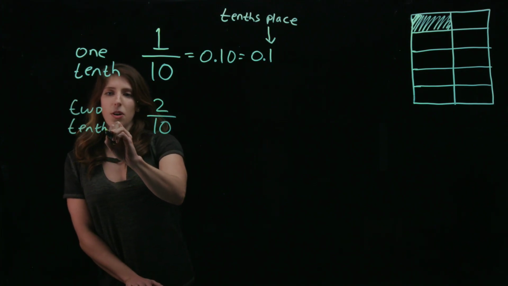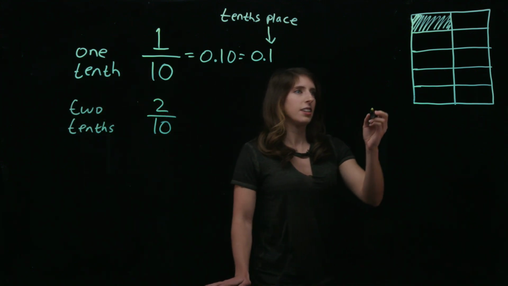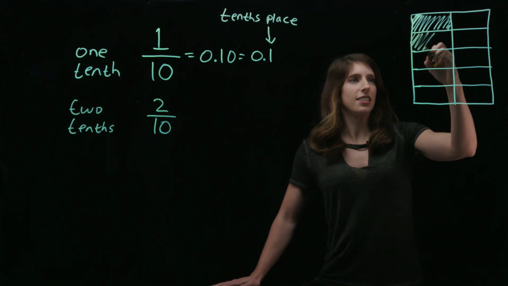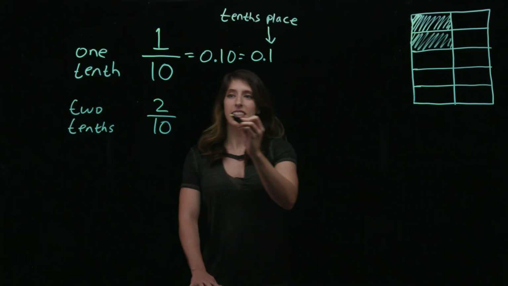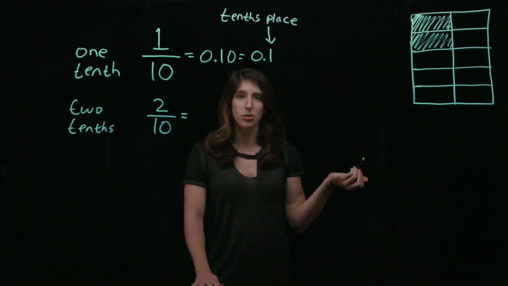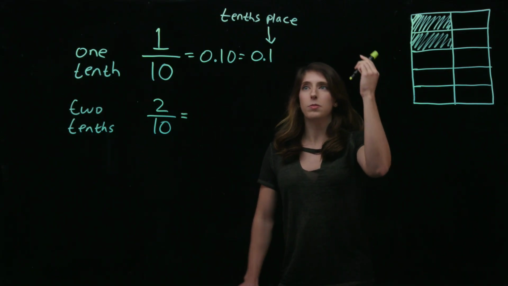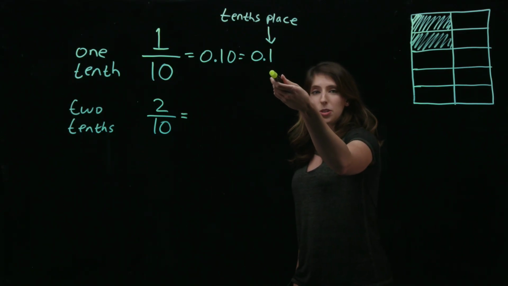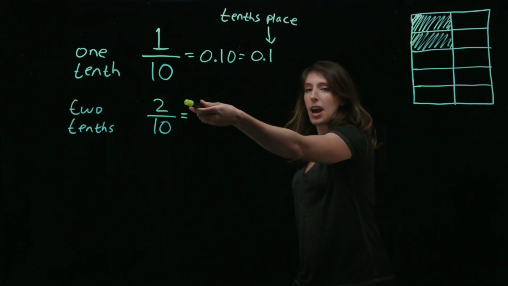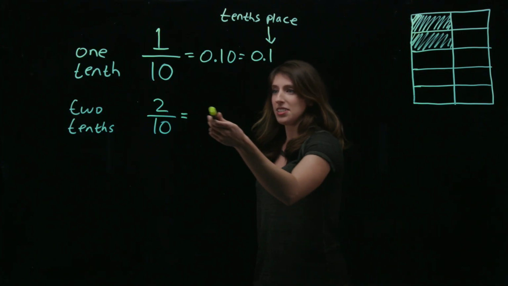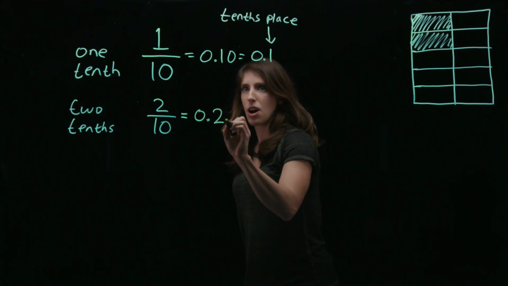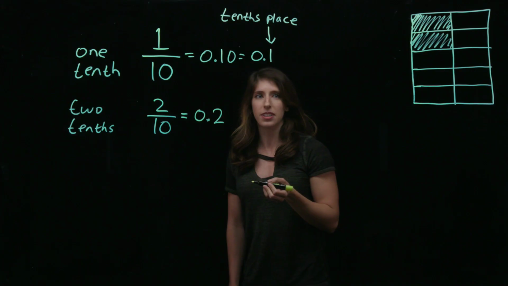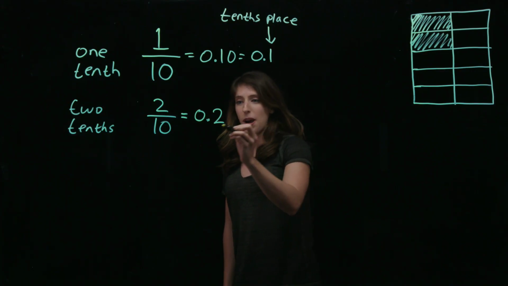And then I can go back over to my picture and shade the second out of the 10 pieces. And we can think of money, 2 dimes would be 20 cents, or we can use the fact that we now know the first digit after the decimal point counts how many tenths we have. So in this case, we have 2/10, so that would be a 2 in the tenths place, or 0.2. We may get a sense of how this pattern is working now.